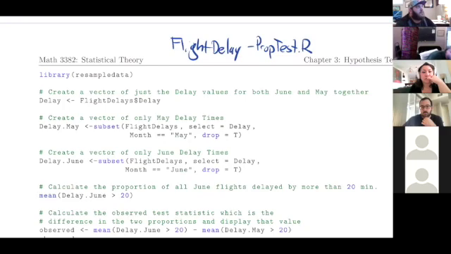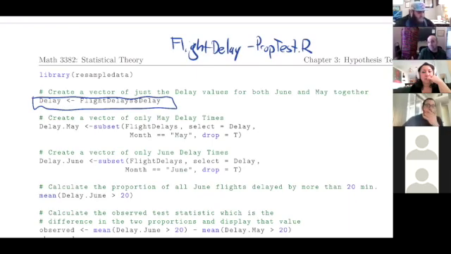So here's another way. We've been using subset to create our vectors. If you just do this, this creates a vector called delay, which just has the delay time. So there are other ways that we can do these things. But here's a case where tapply can't really work, because tapply works better with numerical data. Here we have two categorical things: month, and was it delayed more than 20 minutes, yes or no? So tapply isn't going to work here.